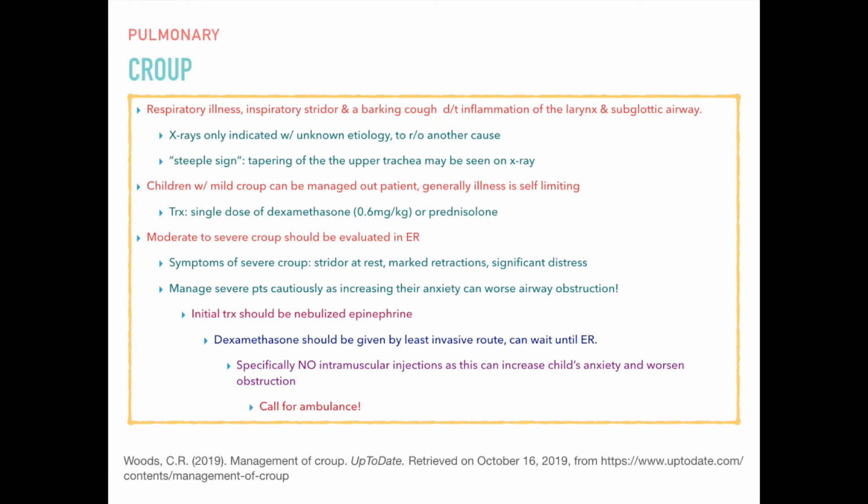Also, Decadron, again, is still recommended, and it's recommended to be given by the least invasive route. But for outpatient, this can wait until the ER, because if it's needed to be given by IM or intramuscular injection, this, of course, could upset the child, worsening the airway obstruction. So outpatient, your goal is going to be to give them the nebulized epinephrine, and then call for an ambulance and keep them as calm as possible.